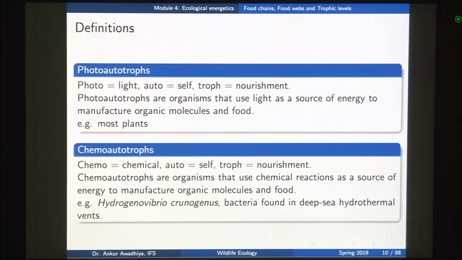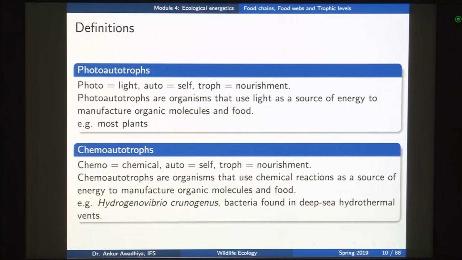Now, autotrophs are divided into photoautotrophs and chemoautotrophs. Photo is light. So, photoautotroph is light self nourishment or light self nutrition. So, photoautotrophs are organisms that use light as a source of energy to manufacture organic molecules and food. Example, most plants. And chemoautotrophs, chemo is chemical. So, chemoautotrophs are organisms that use chemical reactions as a source of energy to manufacture organic molecules and food.